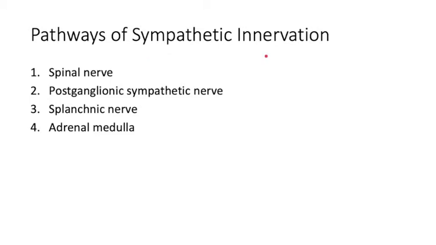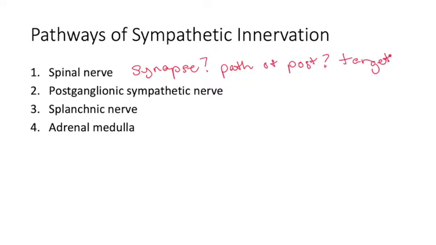Lateral horn goes through the anterior root and down the white ramus into the sympathetic ganglion. And then from there, you have 4 different options. And what you need to know is the actual pathway. Where does it synapse? First of all, where does the synapse occur between pre and post? And then the path of your post. And what's your target? Because each one of these pathways goes to something different. What organ are they heading to?